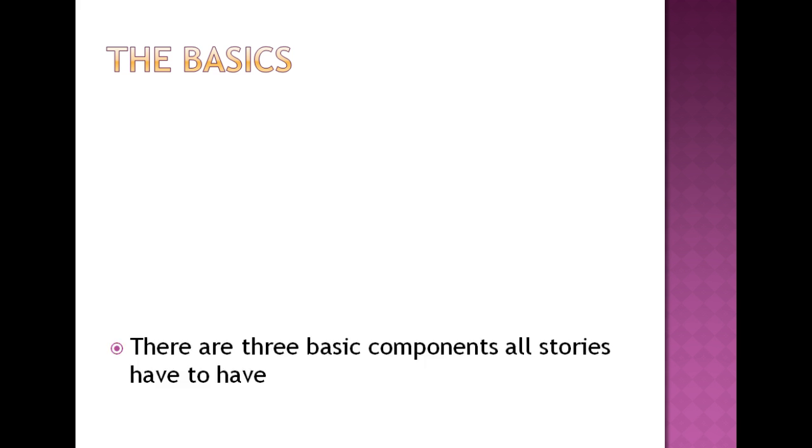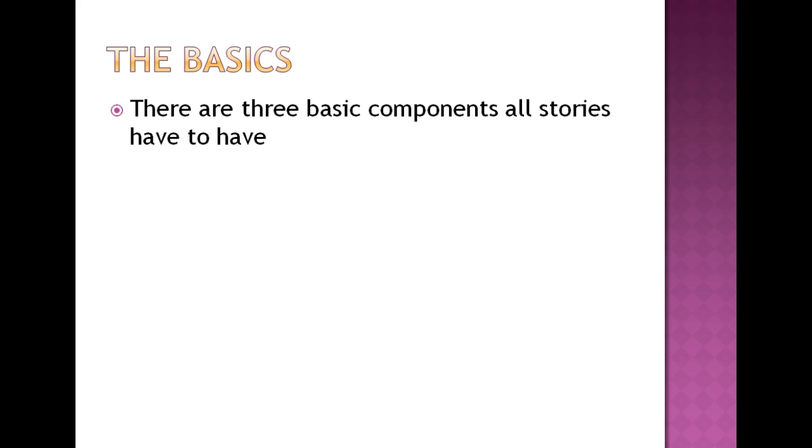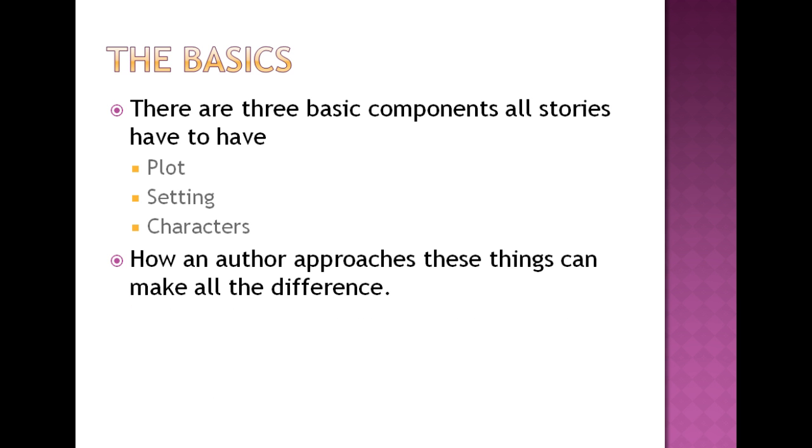We start with the basics. You have 3 basic components that all stories have to have: plot, setting, and characters. How an author approaches the development of these 3 components makes all the difference to their story. Plot is, again, all the events from the start of the story to the end of the story. Most of us will write a story in chronological order. This happened first, this happened second, this happened third, so on and so forth.